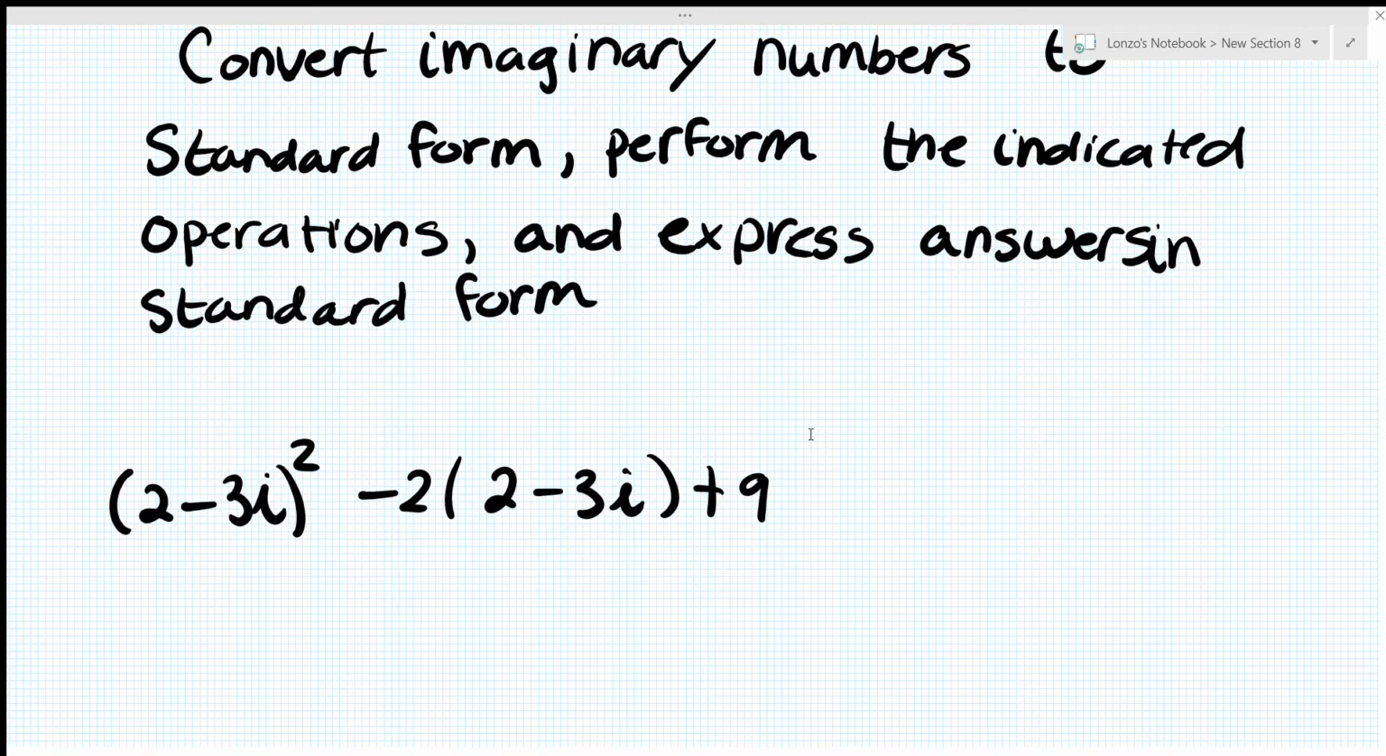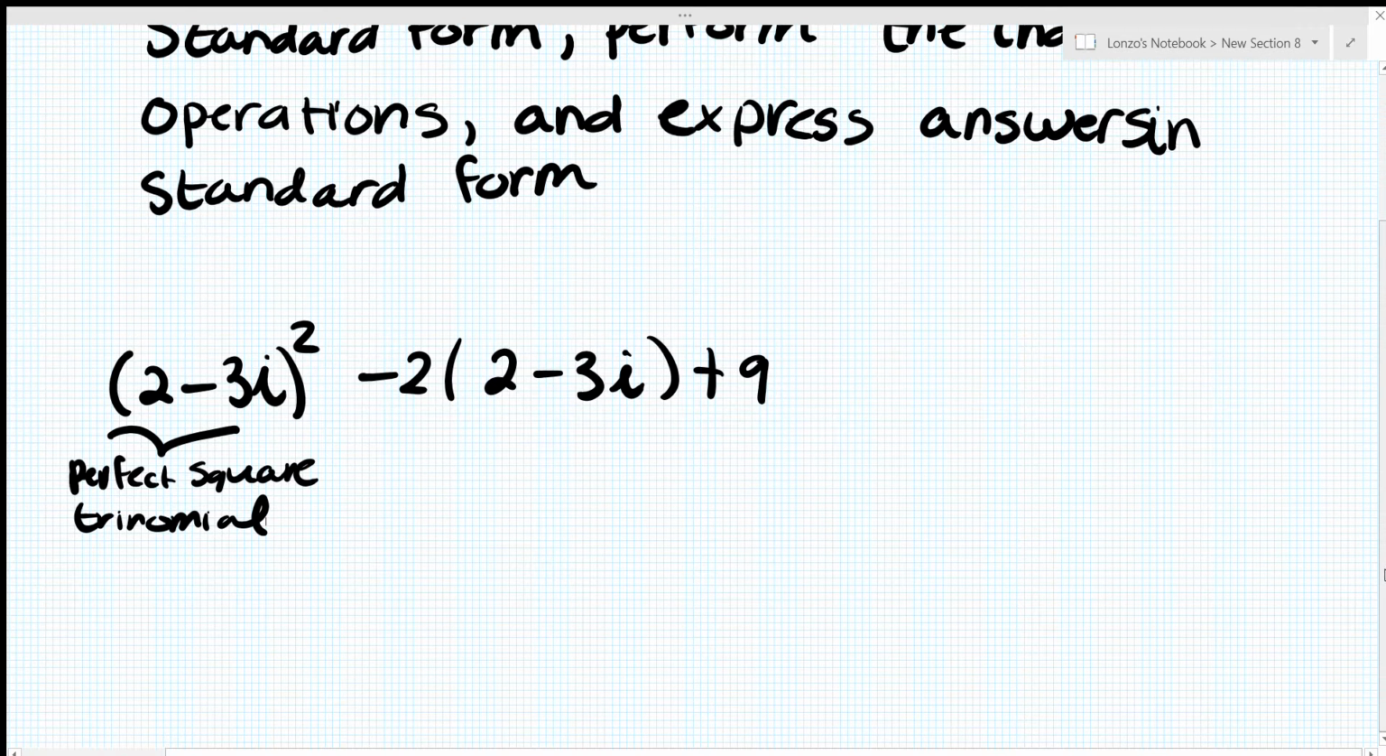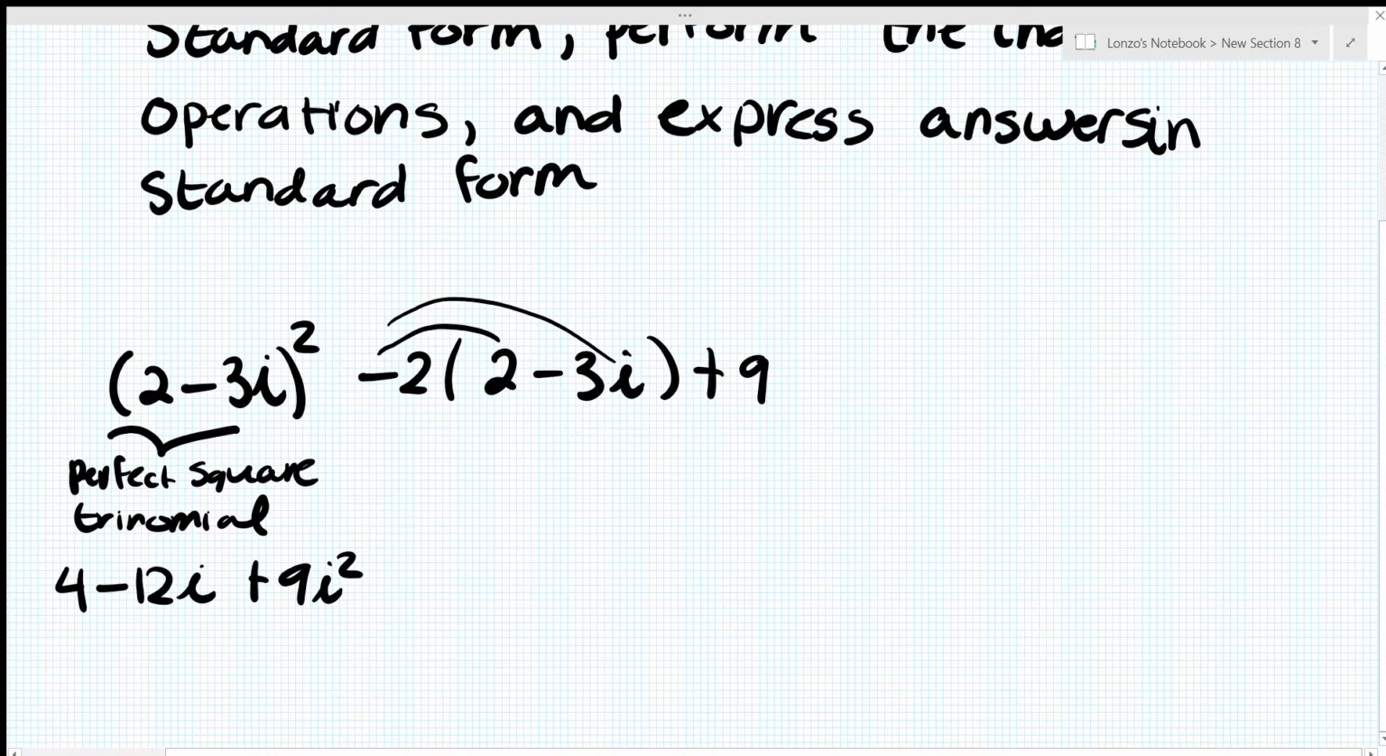So the 2 minus 3i, this is a perfect square trinomial, right? If you don't remember that, you can check out my factoring video. So when you FOIL this out, you're going to get 4 minus 12i plus 9i squared. And then when you FOIL this out, you're going to get negative 4 plus 6i plus 9. I got the 9 from here.